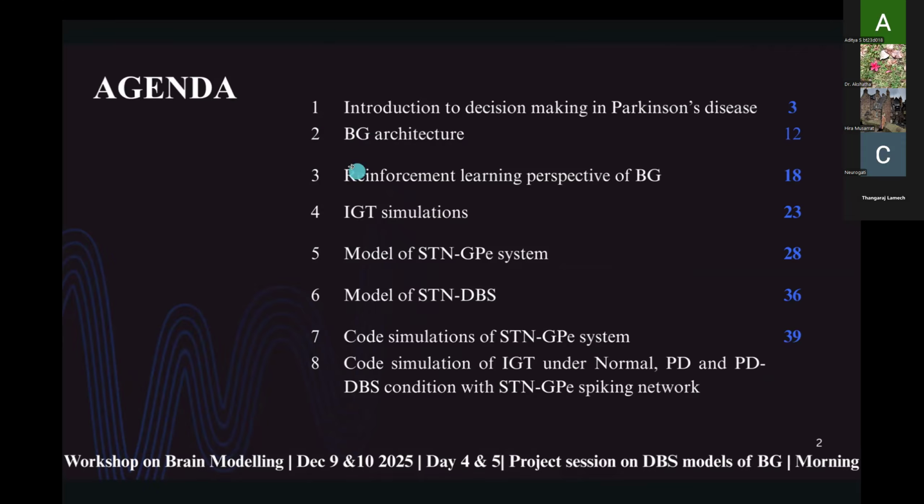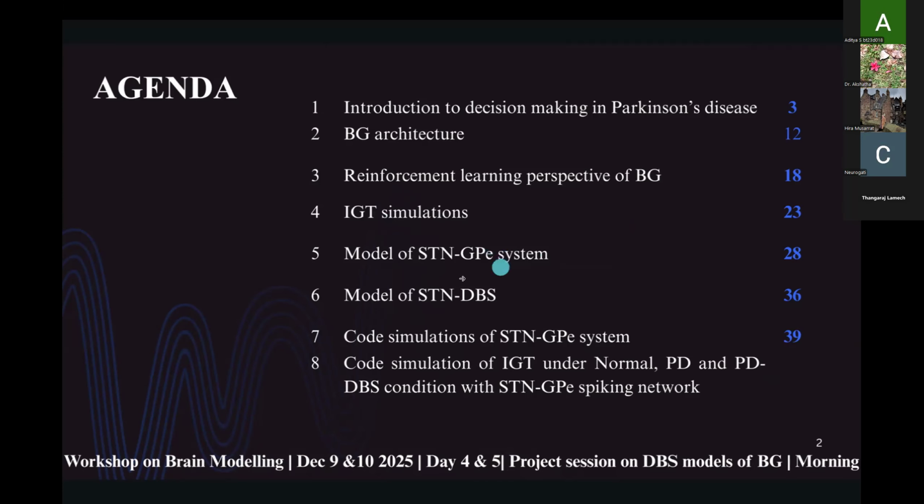Then we'll also look at one perspective of basal ganglia, which is how reinforcement learning takes place within basal ganglia, or basically how reward-based learning occurs within basal ganglia. Then we'll take up one task, a gambling task called the Iowa gambling task, and do some simulations to get hands-on experience of how the simulations work and how the performance varies as we keep varying certain parameters.